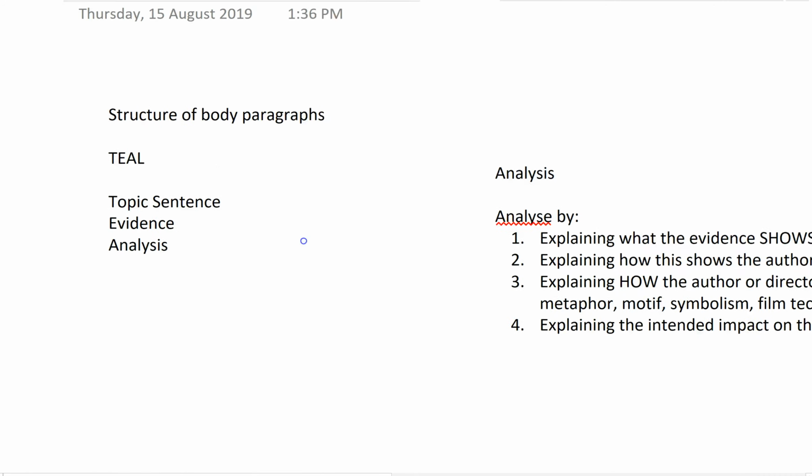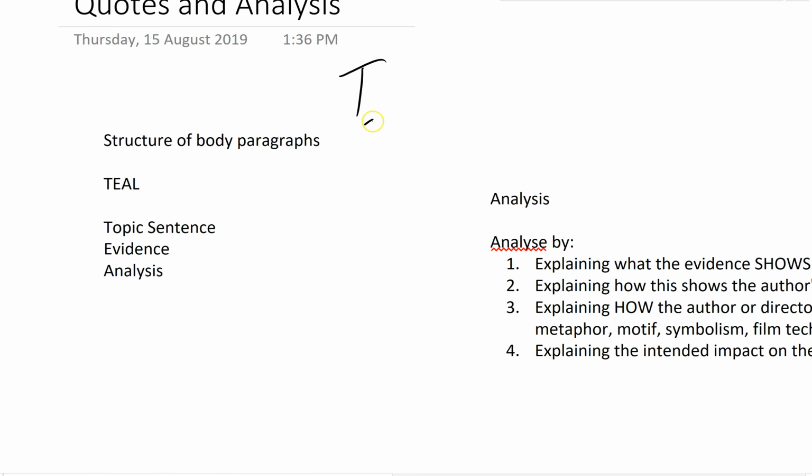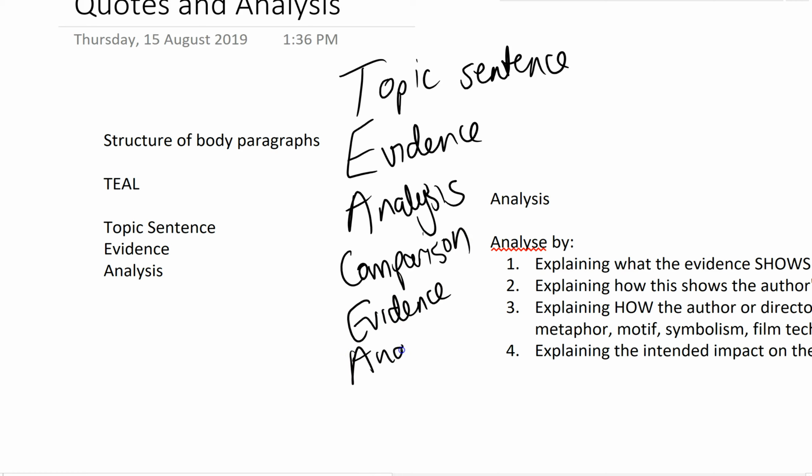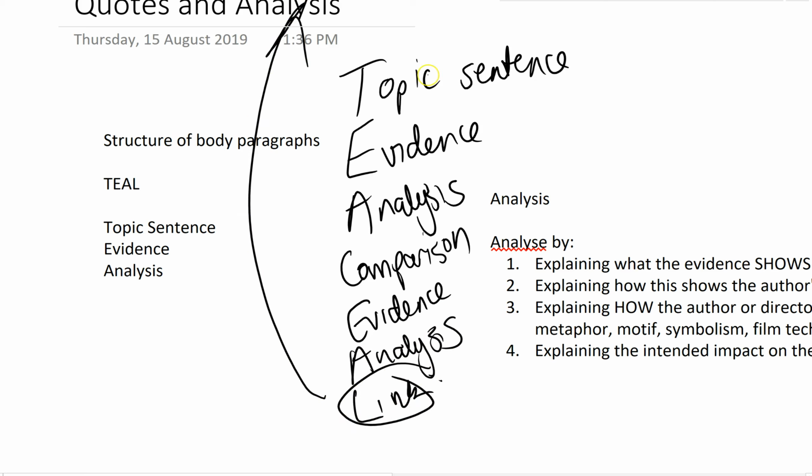Basically, after you've done, so we know the structure, we have topic sentence, evidence, analysis, and in your comparative essay, we will have a comparison, evidence, analysis. That's what our body paragraphs will look like. And then a link at the end, and that link goes back to the essay topic.